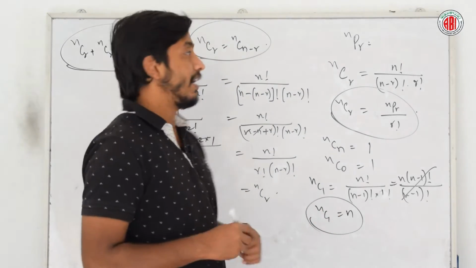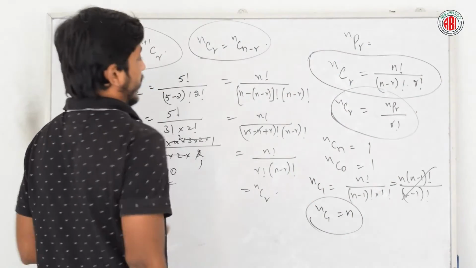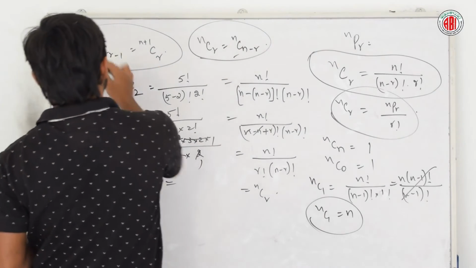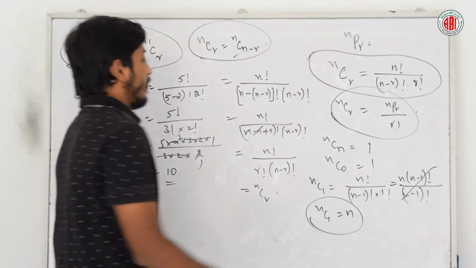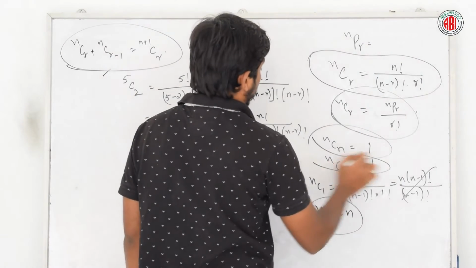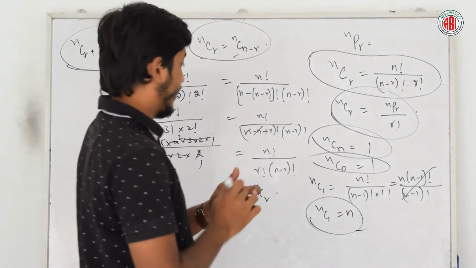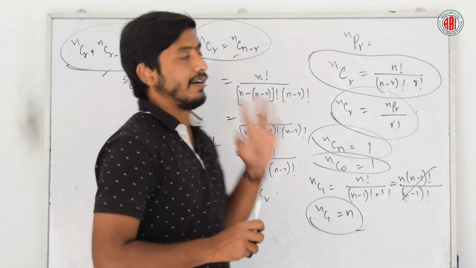So what all did we learn now? The formula for nCr is n factorial by (n minus r) factorial into r factorial. nCr is nothing but nC(n minus r). nCr plus nC(r minus 1) is (n plus 1)Cr. One more: nCn is 1, nC0 is 1, nC1 is n. These are the basic formulas and the basic things we have to remember.